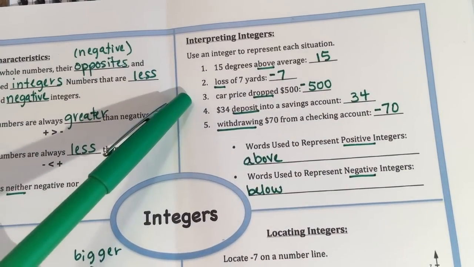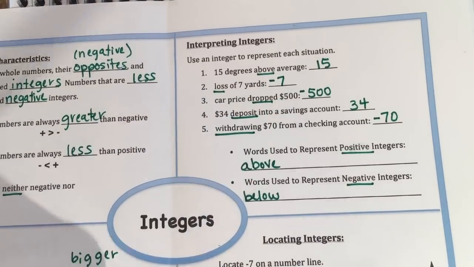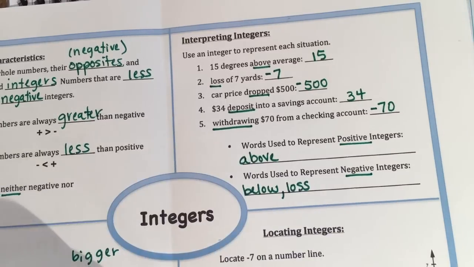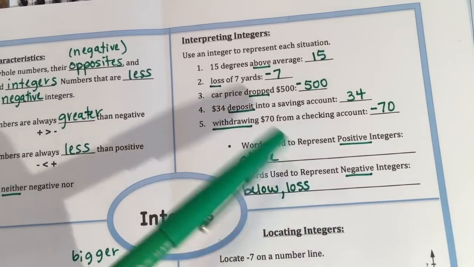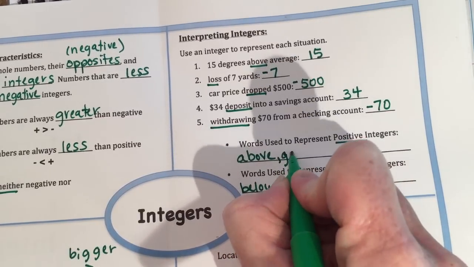Okay, look at number 2. Loss of 7 yards. That represented a negative integer. So I'm going to put it in my list of negatives. And then I want to see if I can come up with a word that might mean the positive and kind of be the opposite of that. So the opposite of loss in words would be what? Probably gain.